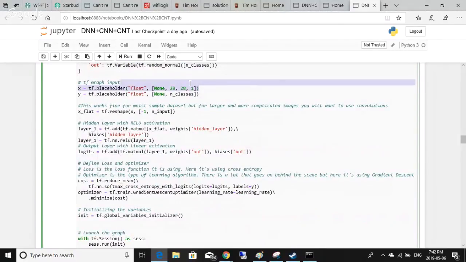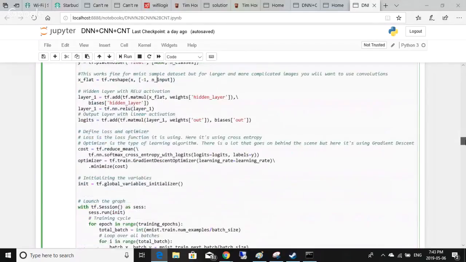Okay, I just mentioned that this works fine for this example because there's only 784 pixels. For anything larger, you'd probably use something else. It's also only black and white, so there's not much information to process.